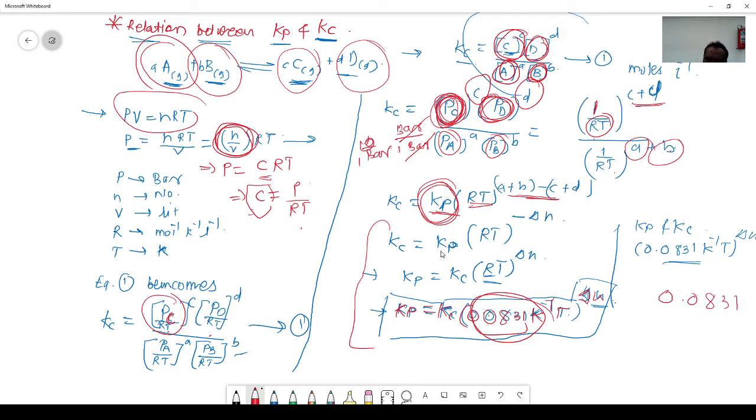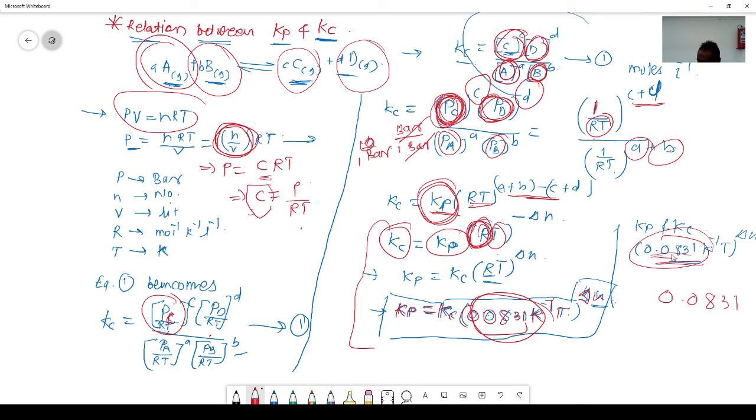See, Kp is dimensionless, Kc is dimensionless. T is the only temperature, in degree centigrade. It was only R, the molar gas constant, that was the dimensional quantity, which we have simply converted to 0.0831. We know that R values are expressed in different units; that is made dimensionless.